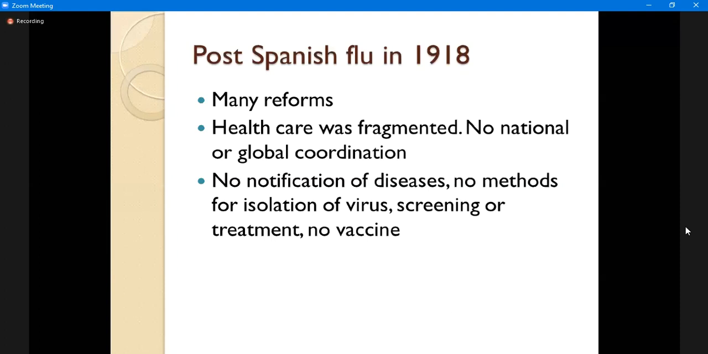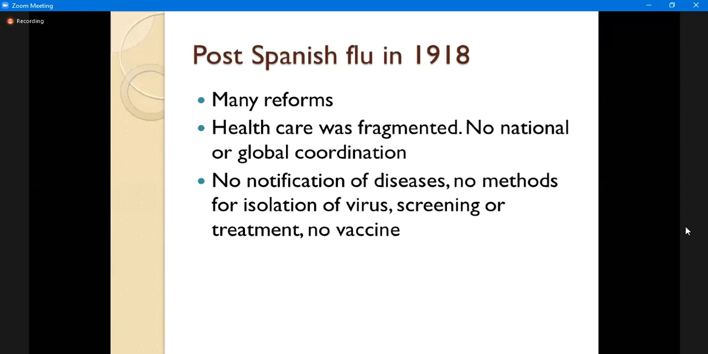Obviously there was no national coordination like a Minister of Health. There was a WHO, because it was formed before that. One of the major problems was that there was no notification of diseases at that time. And it took a long time for people to realize that it was a virus, because people thought at the beginning that God was going to punish them. They probably had that idea for a long time.